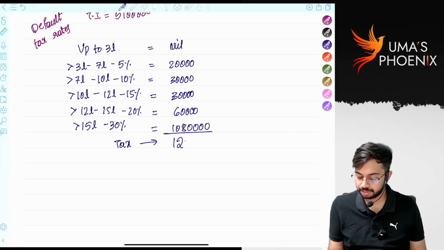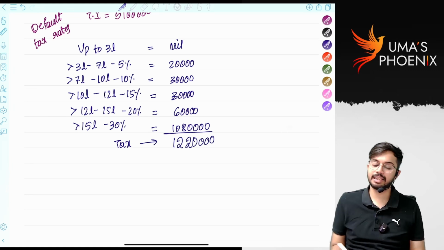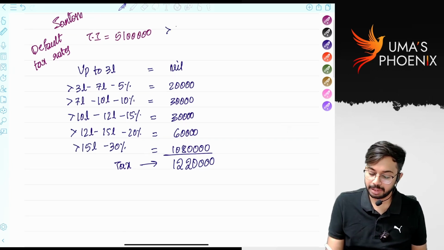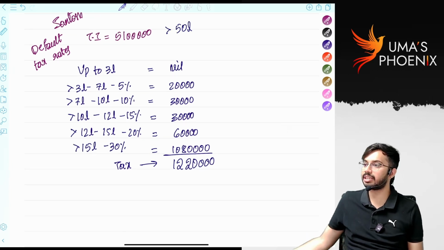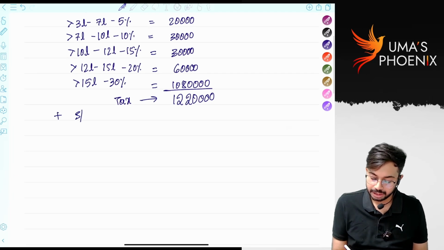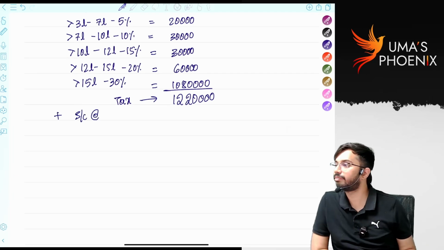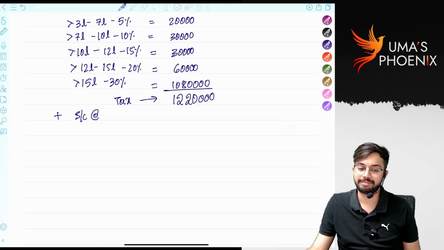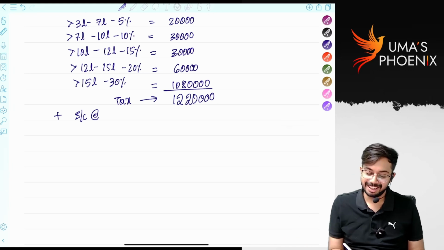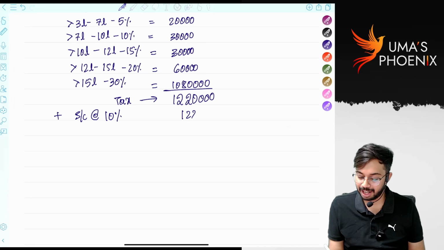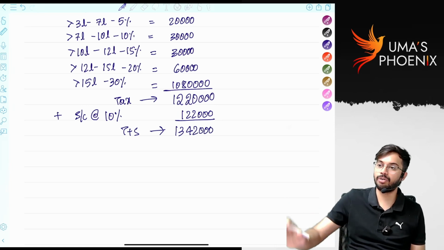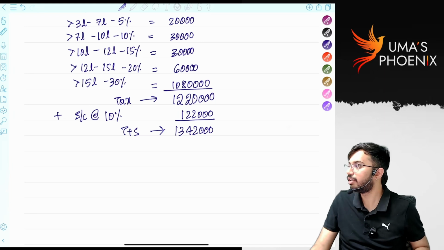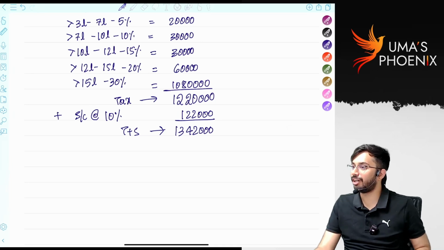12 lakh 20,000. Whether surcharge is applicable? Here total income is more than 50 lakhs, right? So surcharge is applicable. To this we will add surcharge at the rate of 10%. 1,22,000. How much is tax plus surcharge? 13,42,000. Tax plus surcharge is 13,42,000, right?